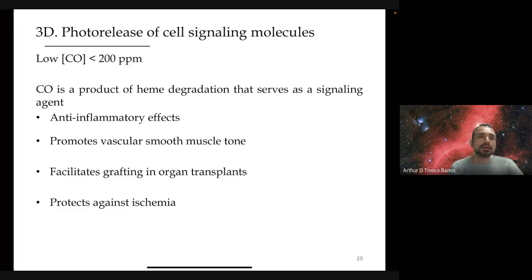Okay, at lower concentrations, lower than 200 ppm, carbon monoxide actually has some really important properties. It is the product of heme degradation that serves as a signaling agent, has anti-inflammatory effects, promotes vascular smooth muscle tone, facilitates grafting in organ transplants, and protects against ischemia. Okay, so it protects against swelling.